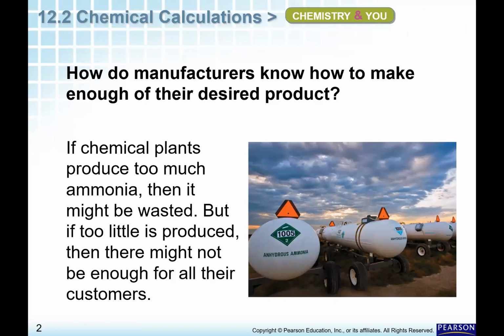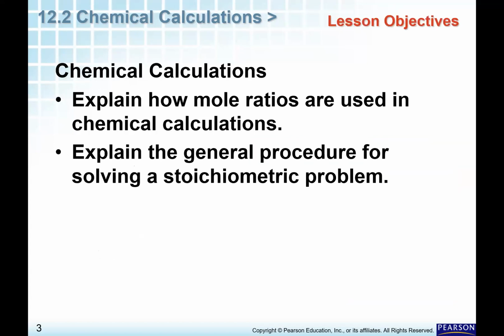And I already shared this with you before, but if you are working for a manufacturer and you would like to know how much starting material you need in order to get a desired product, then in that case, indeed, you need a chemical equation for sure. And based on the balanced chemical equation of the reaction, you can determine how much reactants you need in order to get a certain product.